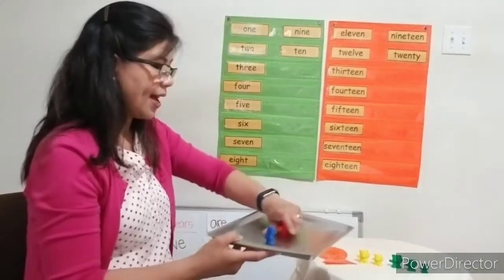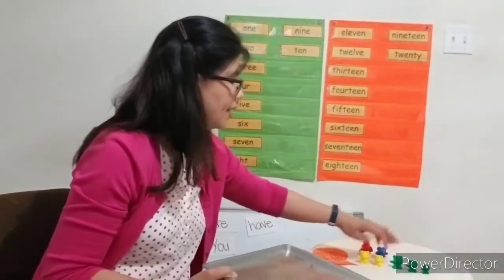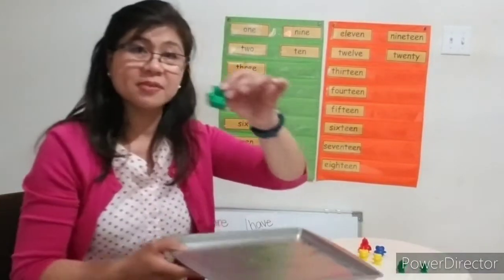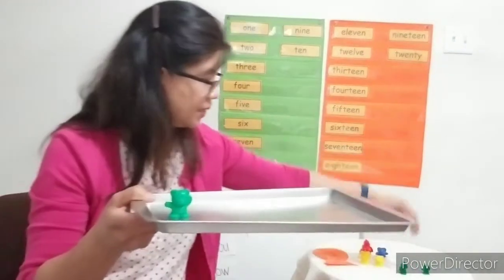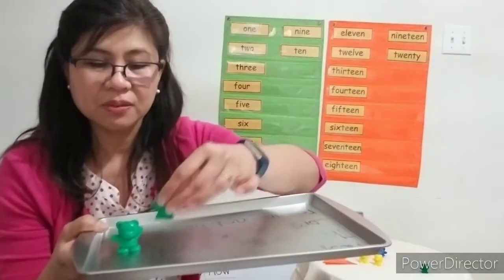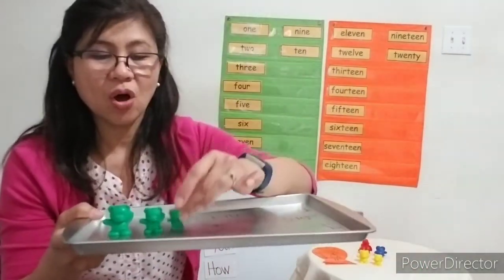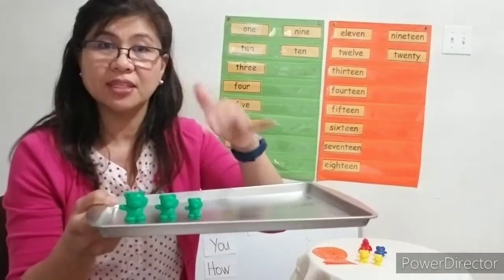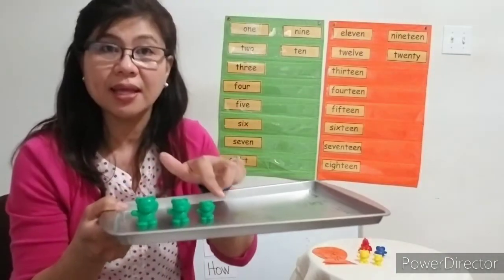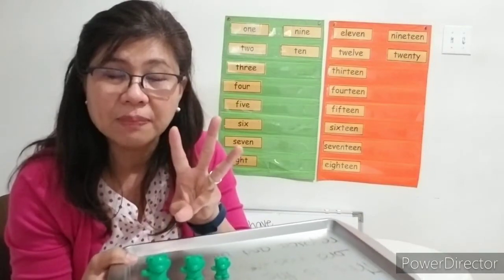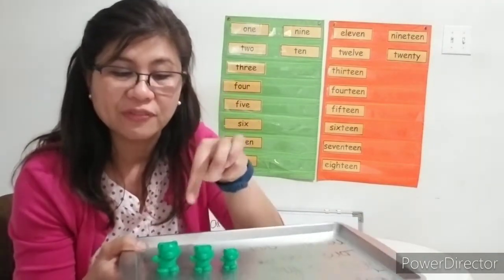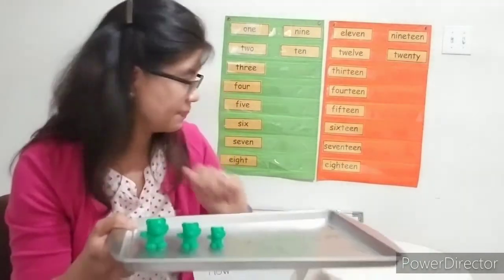3. Okay, I have another one here. Cha-ching, cha-ching. Here comes the big green bear. And here comes the medium green bear. Here comes the small green bear. You see how they differ in size? The big, the medium, and the small. How many green bears do I have? 3. So the first number is 3.